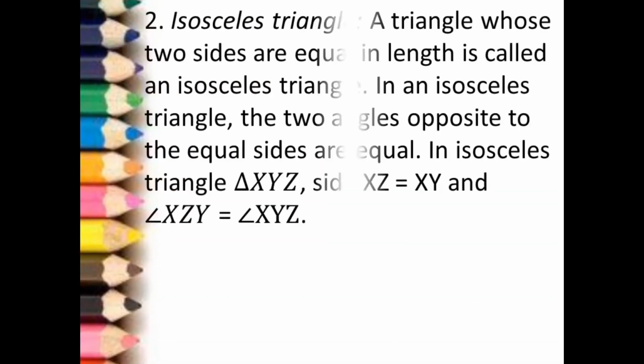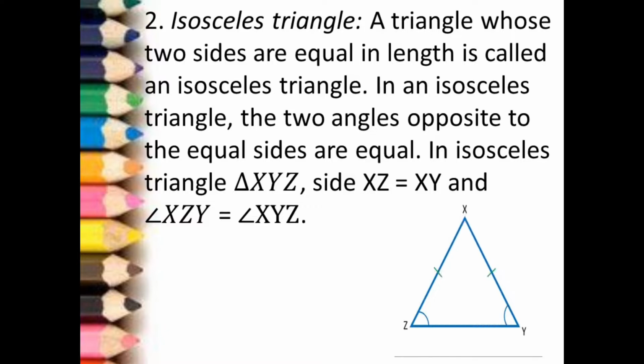Now, the second type of triangle is the isosceles triangle, and it says that a triangle whose two sides are equal in length is called an isosceles triangle. In an isosceles triangle, the two angles opposite to the equal sides are equal. See the figure shown here. A triangle XYZ is shown to us. In this, XZ is equal to XY, and angle XZY is equal to angle XYZ. Hopefully it is clear to you.